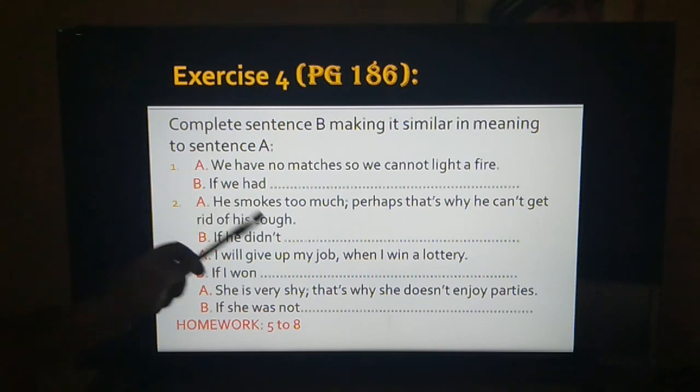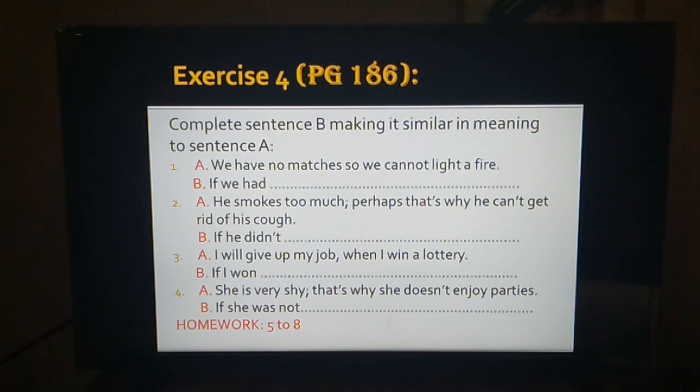Third one: I will give up my job when I win a lottery. We have to complete it, so we start with if I won, then we complete. Fourth one: she is very shy. That's why she doesn't enjoy parties. If she was not dash. So complete it. Find out the answer soon.